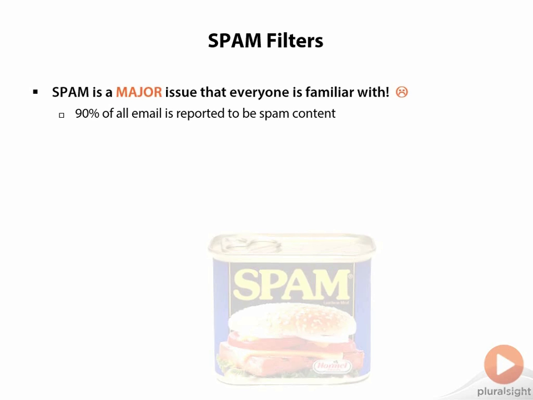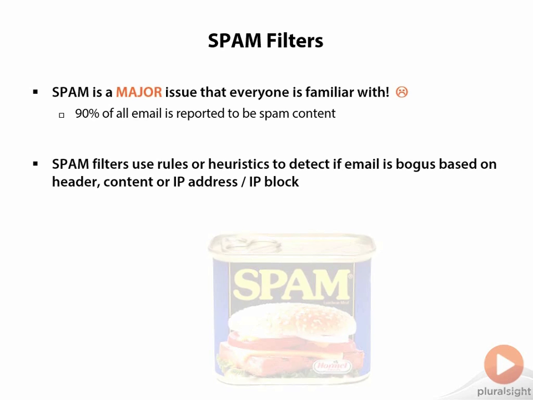But if I go in and start peeking through my spam filter, it's amazing how many different offers for this and that I get every single day. And I'm sure you do as well. So spam filters themselves, they use rules or heuristics to detect if email is bogus. It's based upon header information, content of the email itself, or it could be an IP address or an IP block. All right, so there's different ways of detecting that spam.